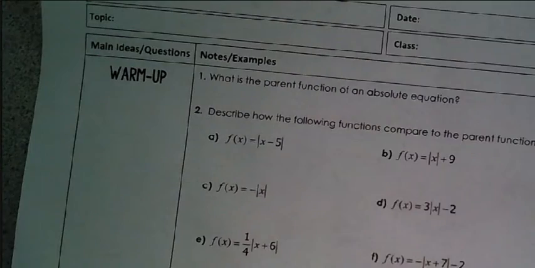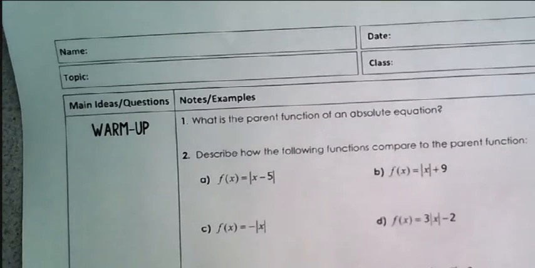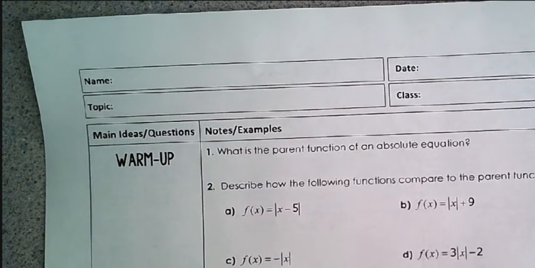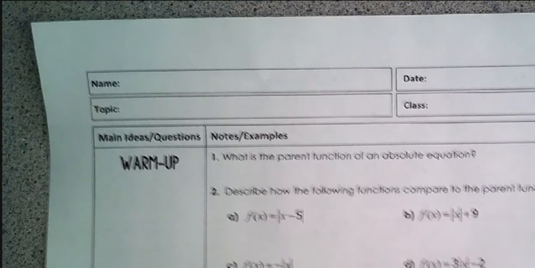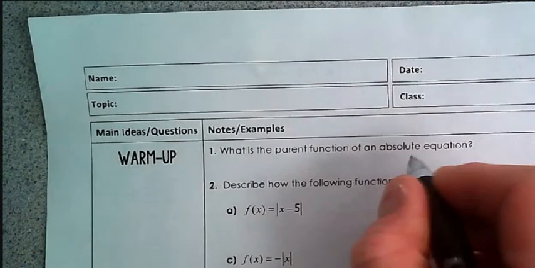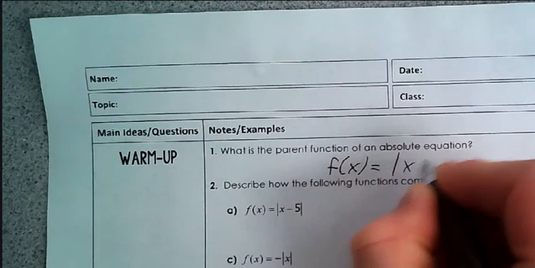All right, this next page is going to be a continuation of our transformations, and we're going to again focus on the absolute value function. Now, we've already written down the absolute value function once. We're going to write it down again. It is f of x equals absolute value of x.